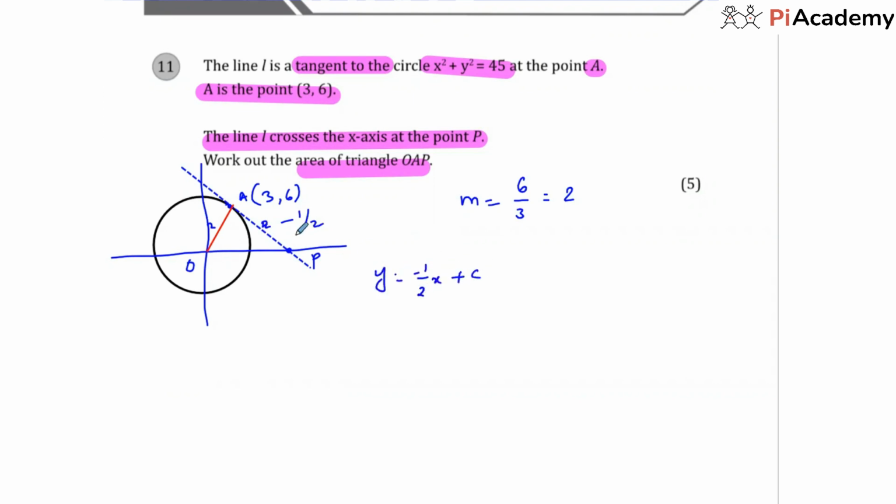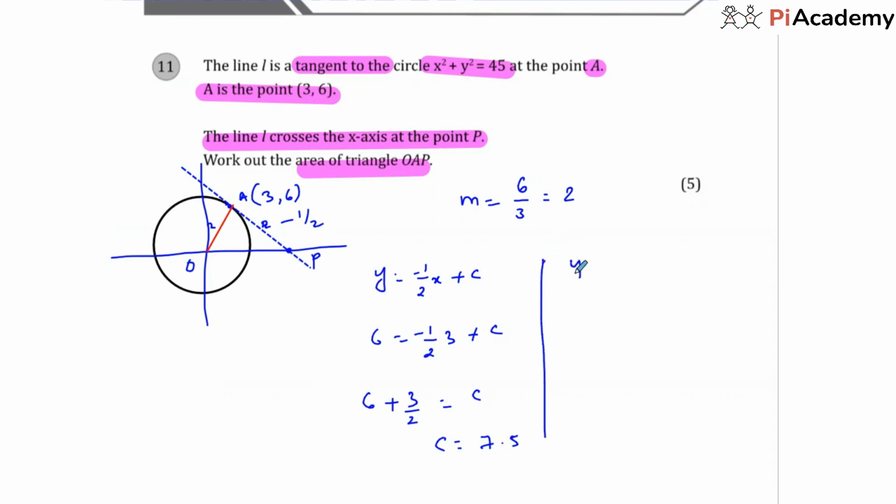Then you substitute 3 and 6. So 6 is equal to -1/2 times 3 plus c. So 6 plus 3/2 is c. So c equals 7.5. And the y-intercept is 7.5. So now you know the equation is y equals -1/2 x plus 7.5.